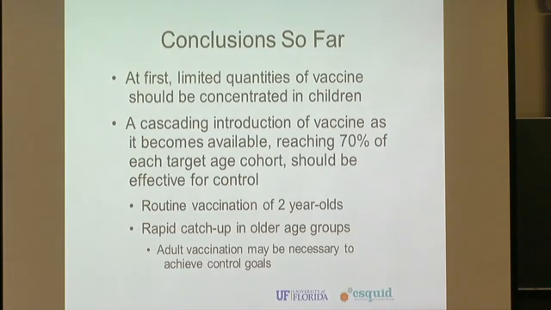Okay, so what do we conclude from all this? As we move forward, and I haven't shown you all the results, we've shown in many investigations that the first limited quantities of vaccine should be concentrated in children. That cascading introduction of vaccine as it becomes available, reaching 70% of each targeted age group, should be an effective control strategy. There always should be routine vaccination of 2-year-olds, and these rapid catch-up programs into older age groups are absolutely necessary.